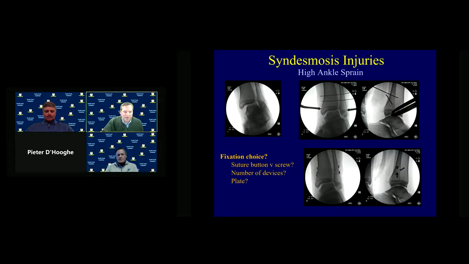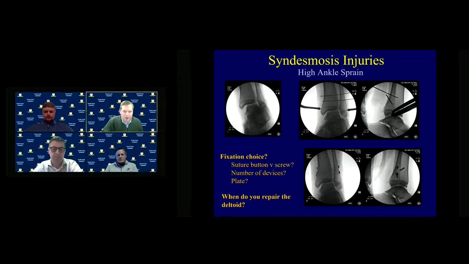That's perfect. That's a very thoughtful approach. And you brought up a really good point. I will scope all of these for the reasons you mentioned, identifying articular injury and assessing the deltoid. So Pieter, I'm curious, when you see these pure ligamentous injuries and you're repairing them, how often do you repair the deltoid and what are your indications for it?